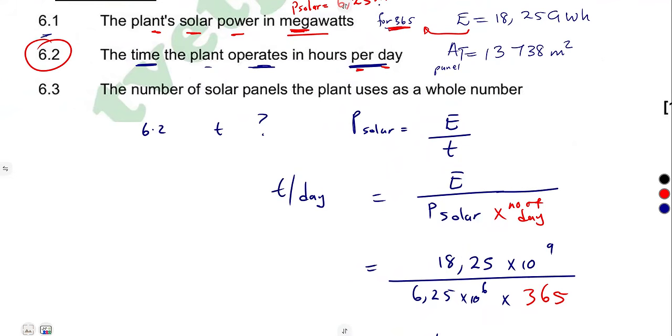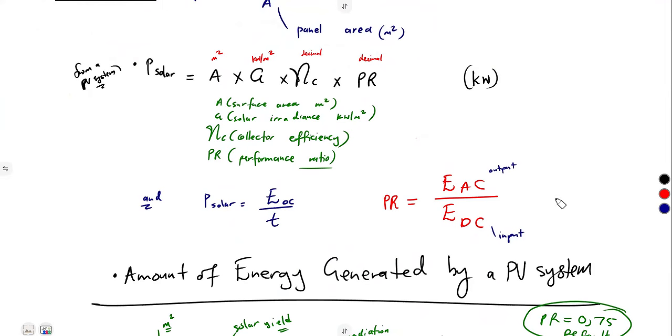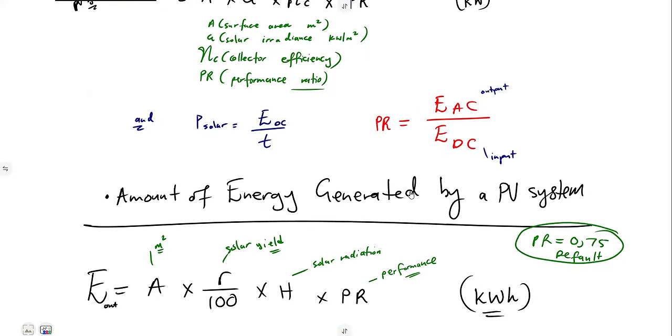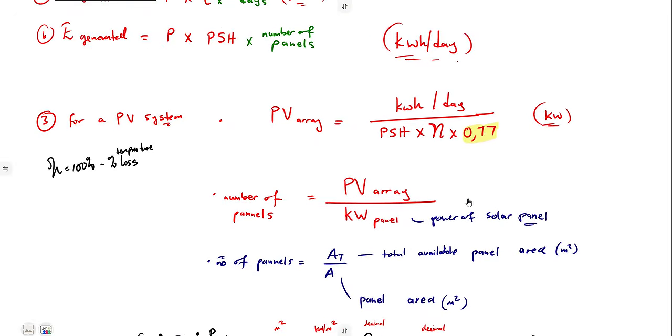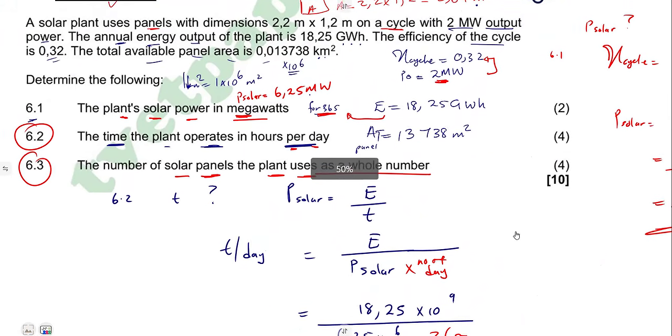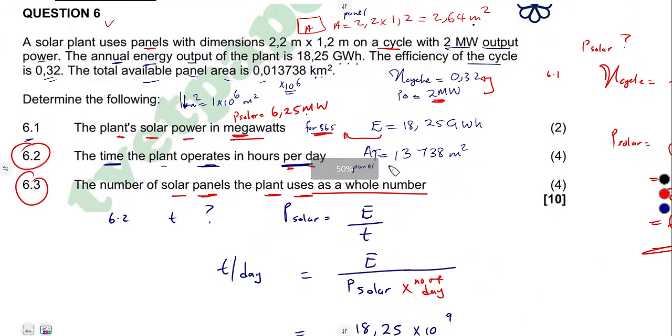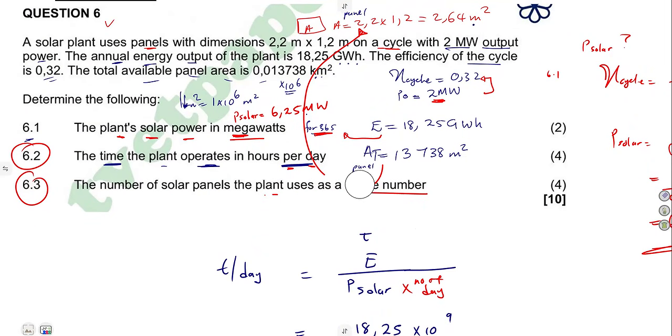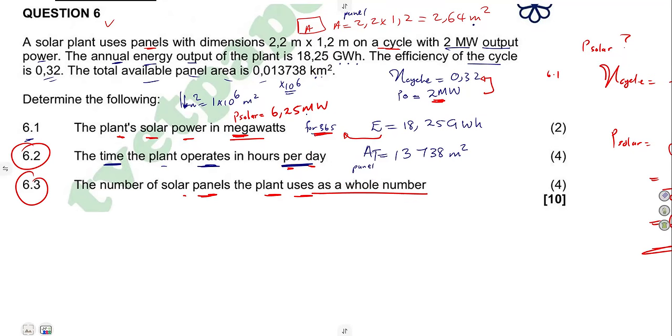Then the number of solar panels the plant uses as a whole number. Remember, for the number of solar panels, you can have it from different calculations depending on what you have. If we have the power from the PV system or from the total area, depending on what you have. So here I can take advantage of the total area because I have the total area of the panels and the area of a single panel. All right, sorry for that. So this can give us the number of solar panels.